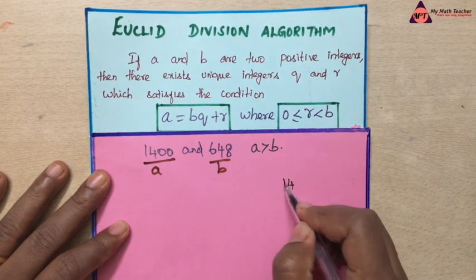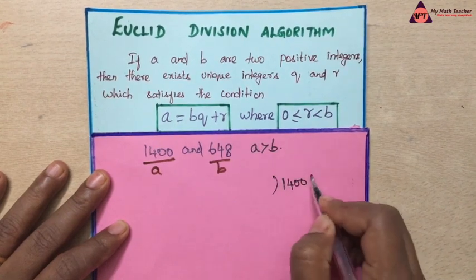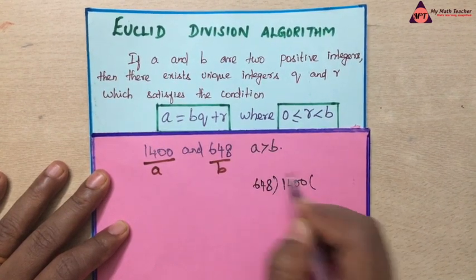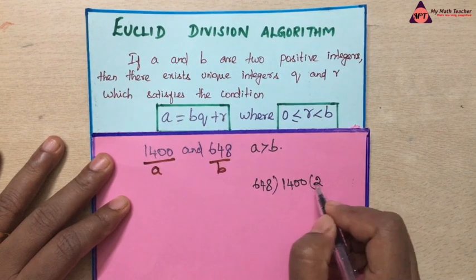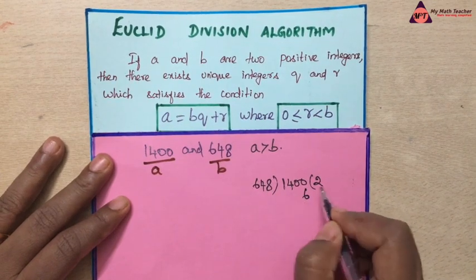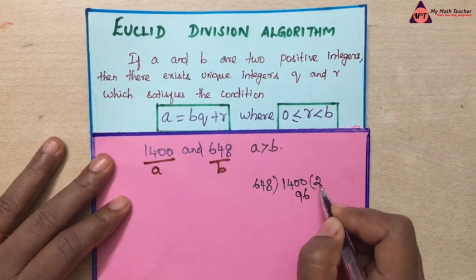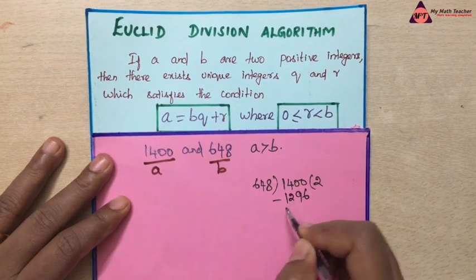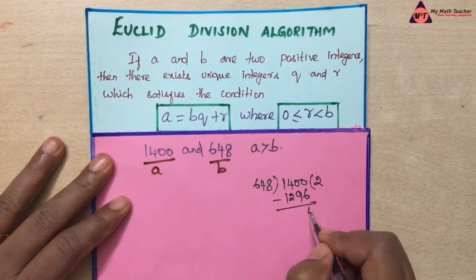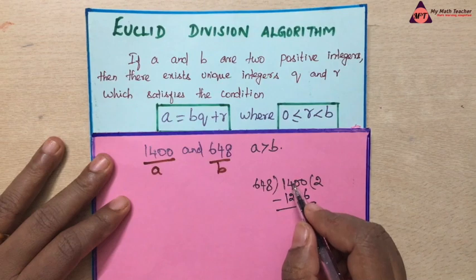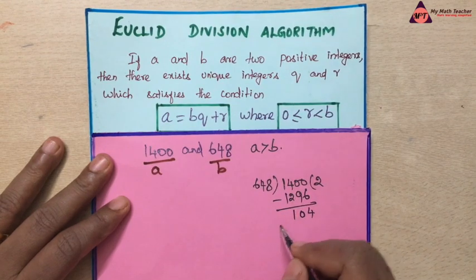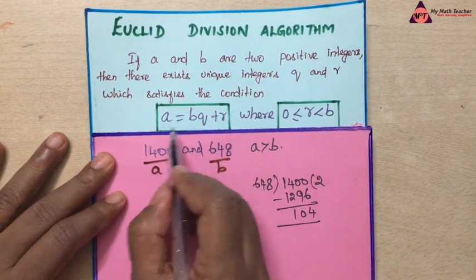1400 divided by 648. 2 times. 8 2s are 16. 4 2s are 8. 1 9. 12. So answer will be 40. 3 minus 2 is 1. Now apply in this condition.